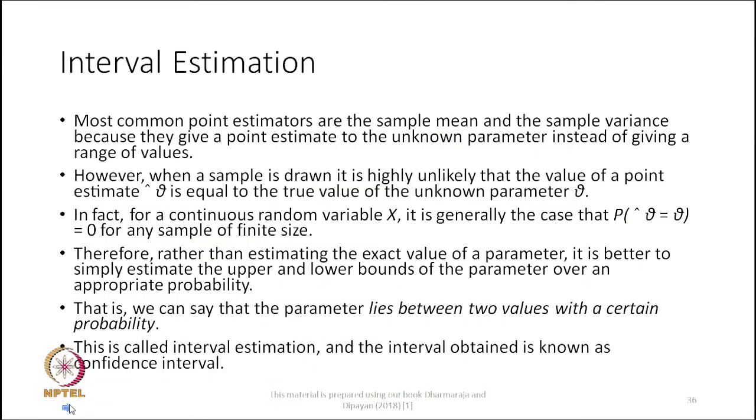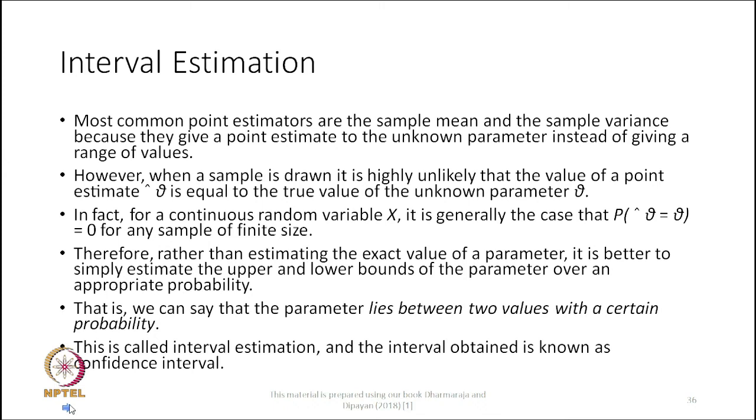Also, when the distribution of the population follows a continuous type random variable, then you know that the probability of the estimator taking any one value is 0. Therefore, it is meaningless to compute the point estimator for the unknown parameters of the population distribution.